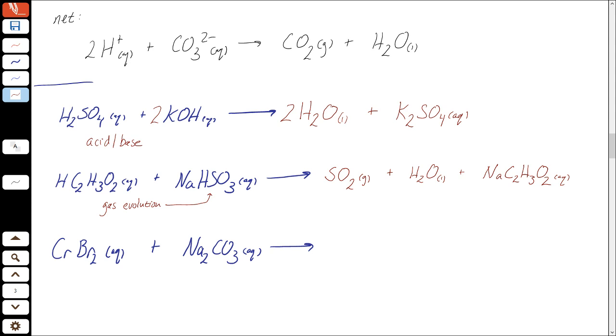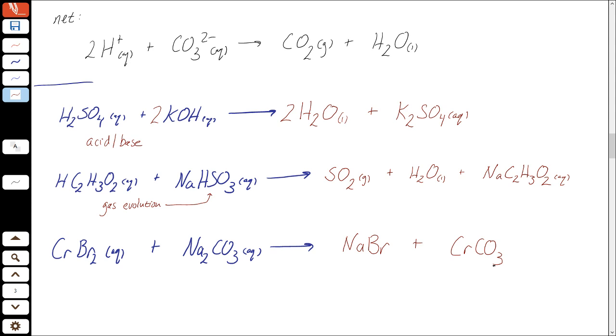To figure that out, we switch the ions in the double replacement, so the cations go with the other anions. We've got here chromium 2 bromide and sodium carbonate. So we'll switch that and get sodium bromide and chromium 2 carbonate. And then we have to use our magical powers of solubility determination to figure out if either of those things would be an insoluble precipitate. If so, then we have a precipitation reaction. If not, then there's just no reaction because all the ions are staying in solution.